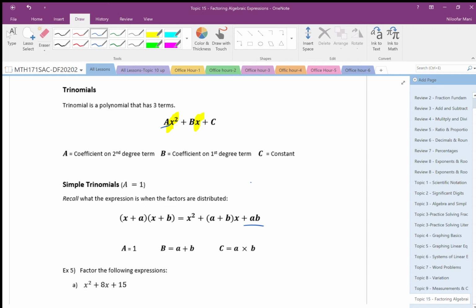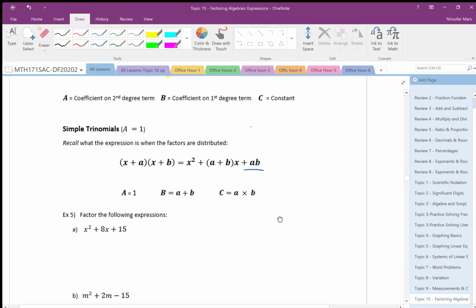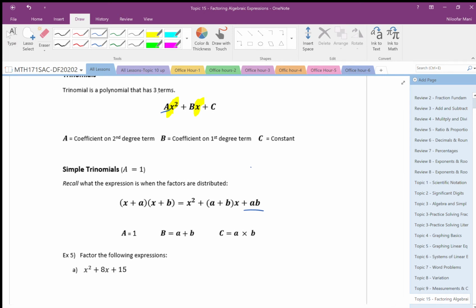So here I would say just the one which has a equal to 1, the coefficient beside x squared equal to 1. That is one of them, and the other one is when the coefficient beside x squared is not 1. Now I talk about this. This is the general case, and the first one I am going to talk about is this one.